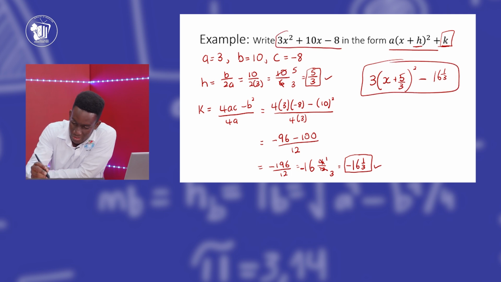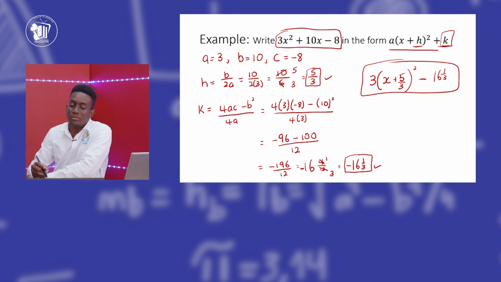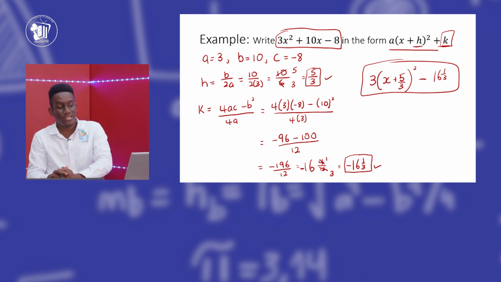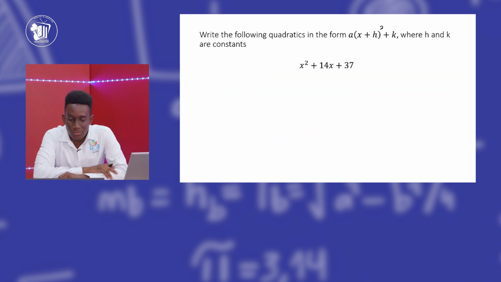This is how to write a quadratic in that form using the formula. All we need to do is find a value for h, find a value for k, identify what a is, and then we work it out. So let's look at another example.